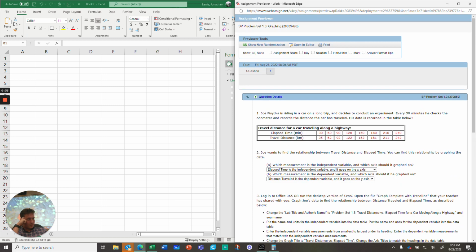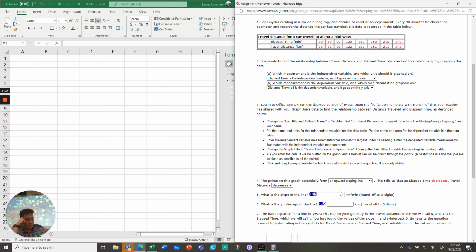And again, this is the first one, problem set 1.3. So we're going on a car, 30 minutes, check the odometer, record the distance every 30 minutes. Okay. So real quick, our elapsed time, that's coming first. So that's going to be our independent variable, which goes on the x-axis, because x-axis always comes first. Then our y-axis, what we're measuring as an outcome. So every 30 minutes, we look and measure the distance. That becomes the dependent variable because that's a measurement. So the dependent variable is distance traveled, which goes on the y-axis.